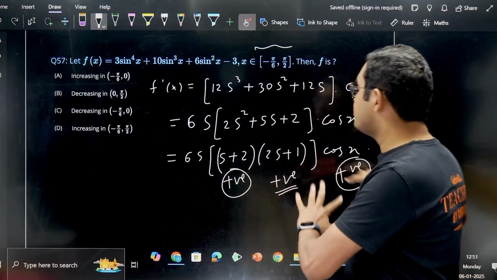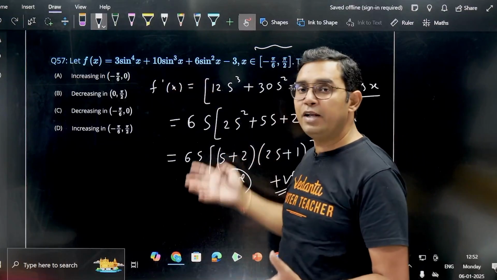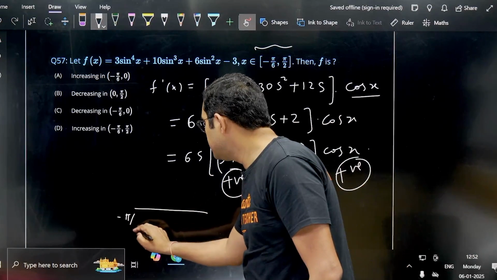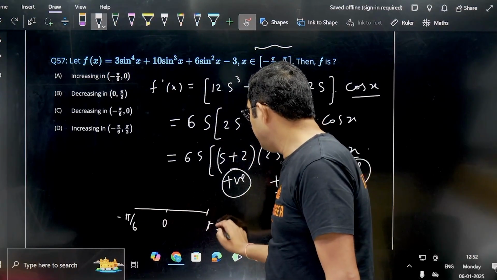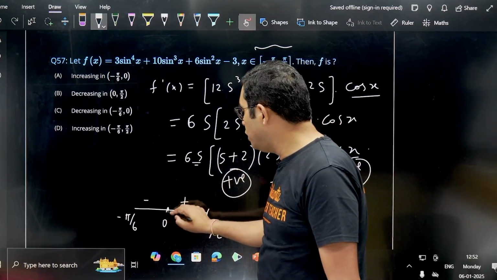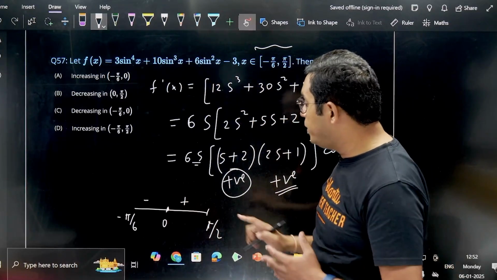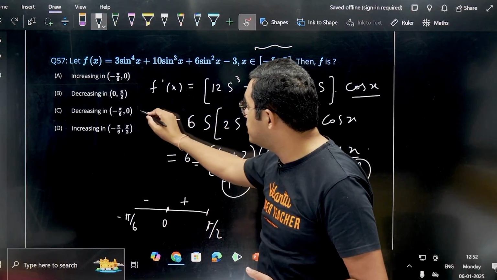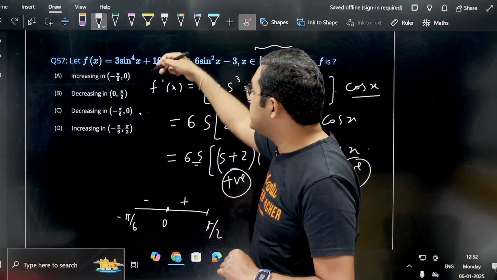So I think everything is positive, only sin is going to decide when it will be positive and when it will be negative. So you can say that between minus pi by 6, 0 and pi by 2, it will be negative here and positive here, this sign I am talking about. So at 0 there is a change in sign for this f dash also. So this function is going to be first decreasing from minus pi by 6 to 0. I think this seems correct. And then from 0 to pi by 2 it is increasing. So still seems correct. Let us see the options.